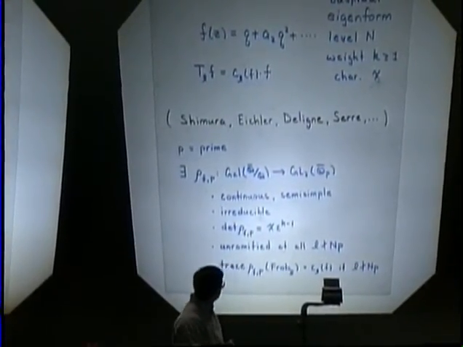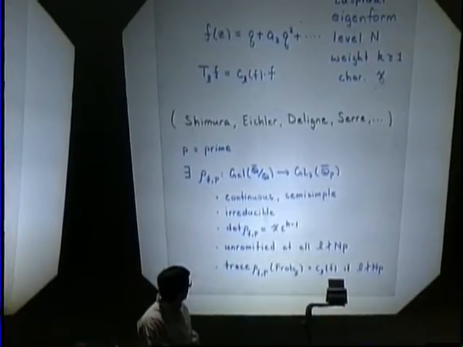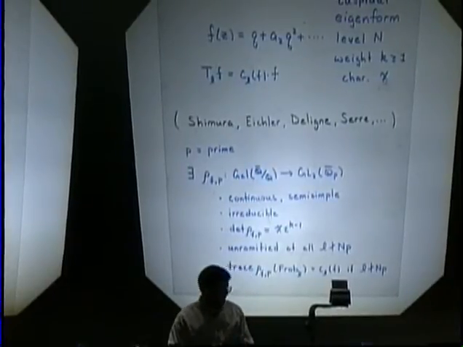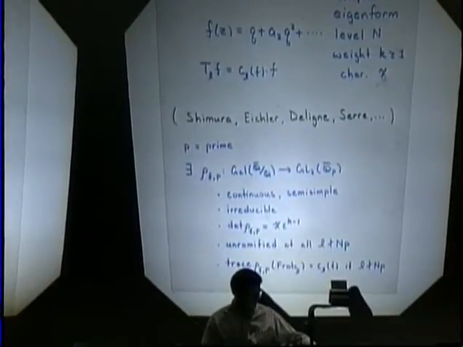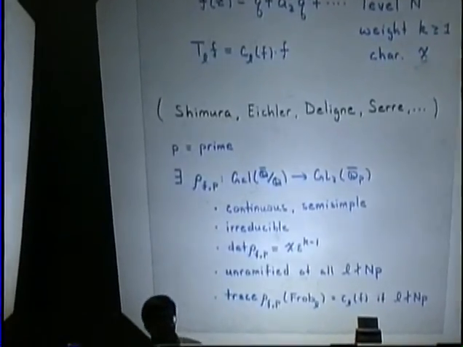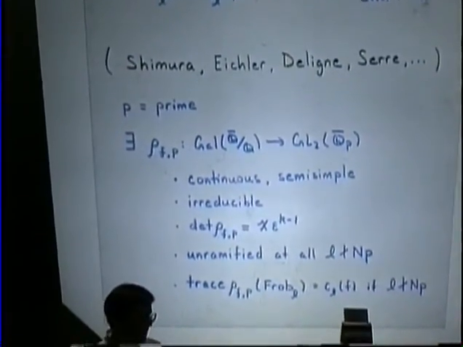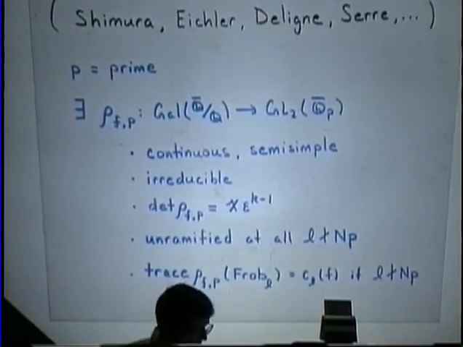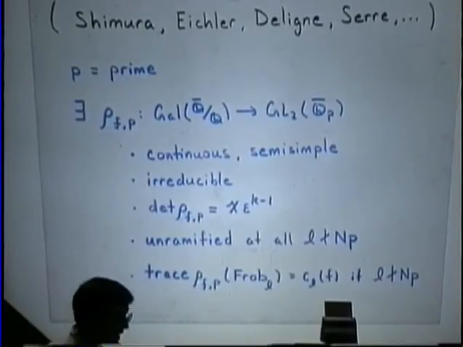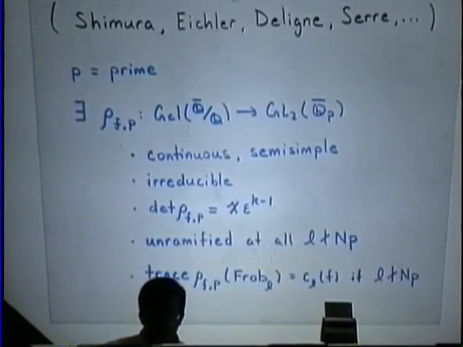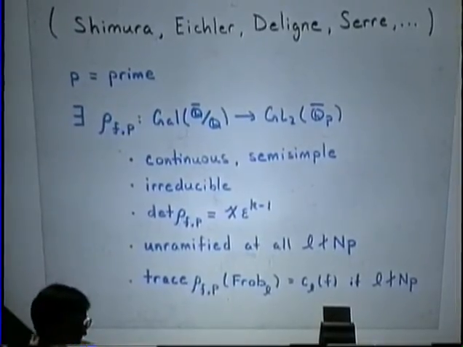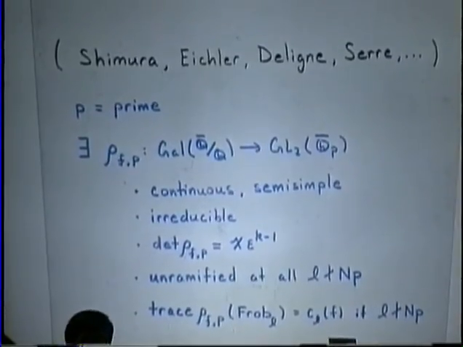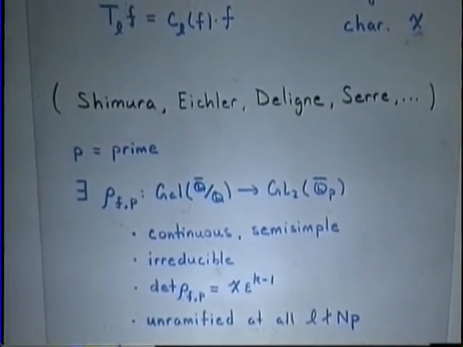The determinant is easily described. It's the character chi times some integral power of the cyclotomic character. So epsilon will denote the p-adic cyclotomic character, which gives the action of the Galois group on the p-power roots of unity. And the power is k minus 1, where k is the weight of the form. This representation is unramified at all primes l not dividing the level or the prime p. And unramified, of course, means the image of the inertia group under the representation is trivial.